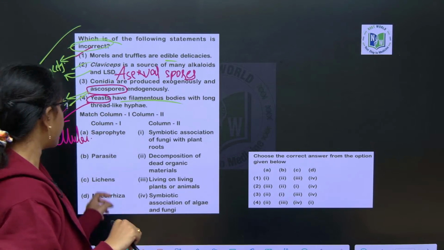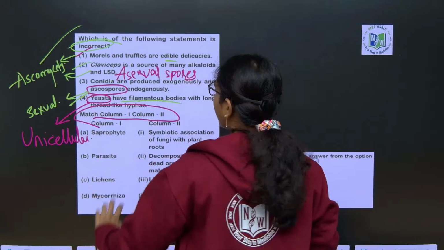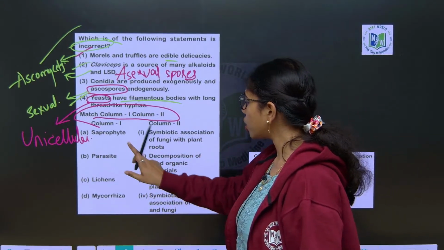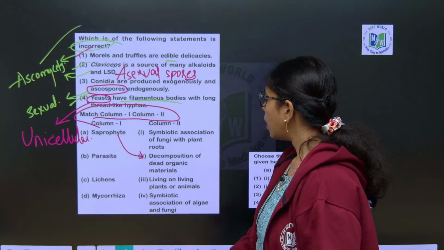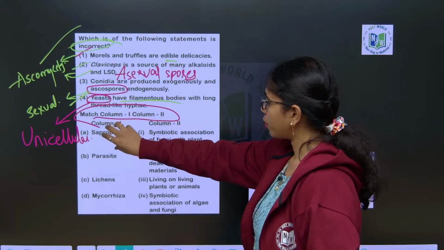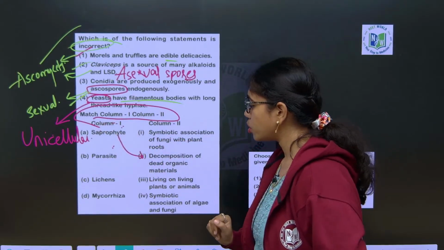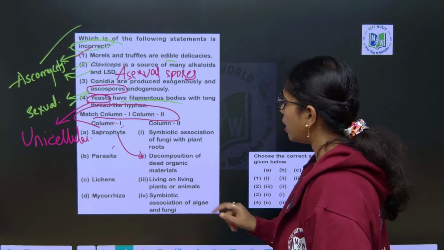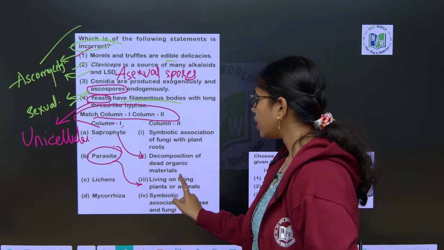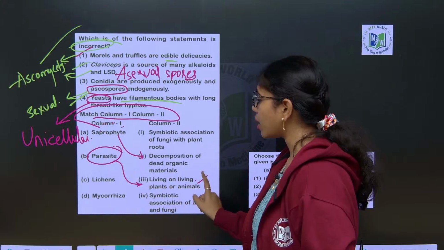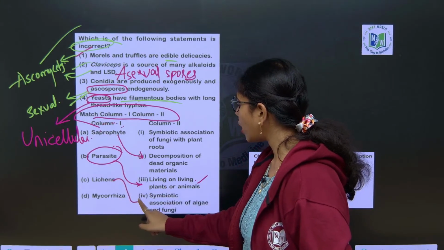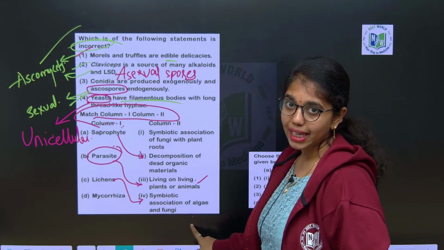Okay, and then match column 1 and column 2. Saprophyte means what, beta? Decomposition of dead organic material. Saprophytic nutrition is decomposition of dead organic material. Parasitic nutrition means living on living plants or animals. Lichens are a symbiotic association between algae and fungi.